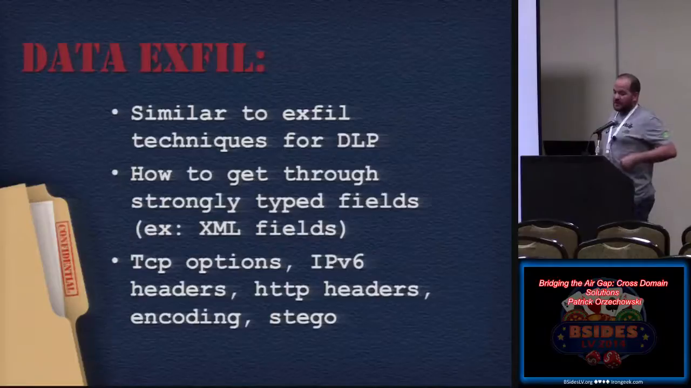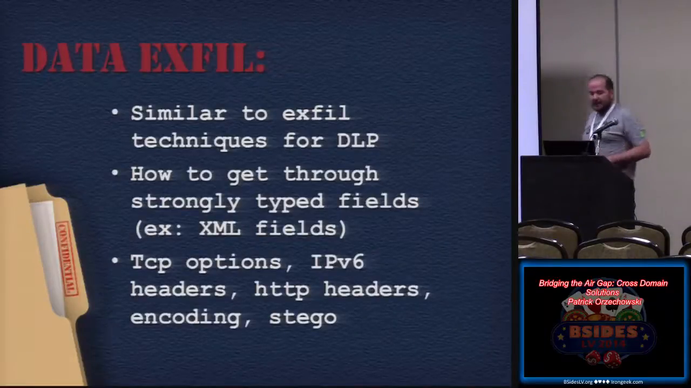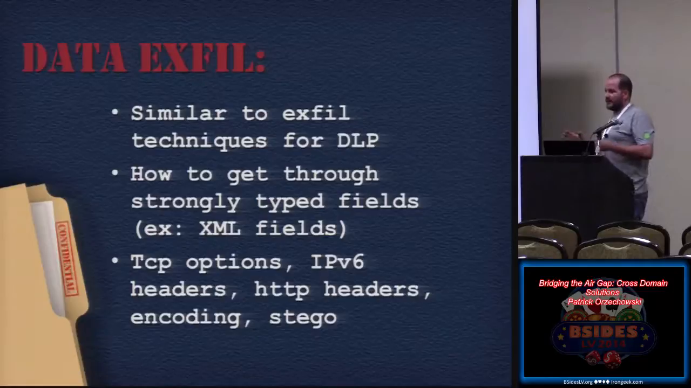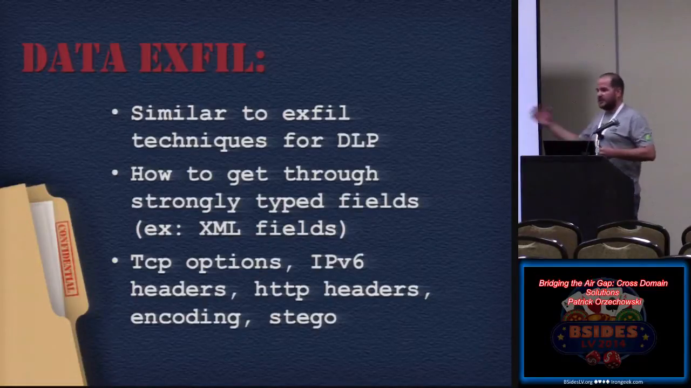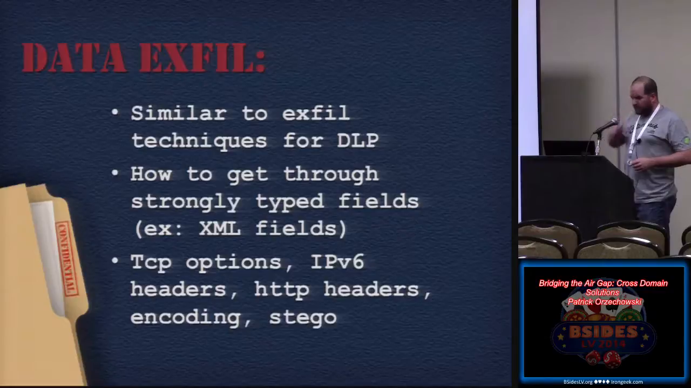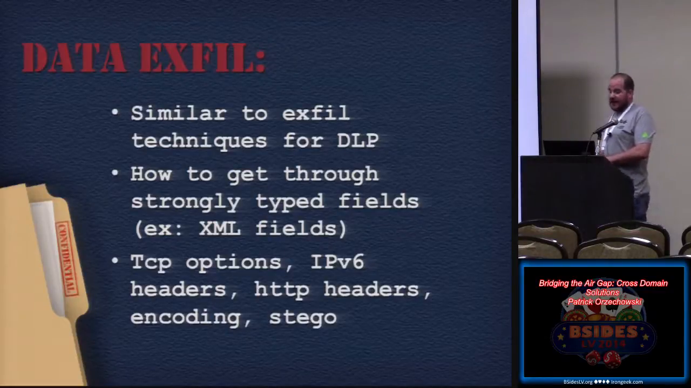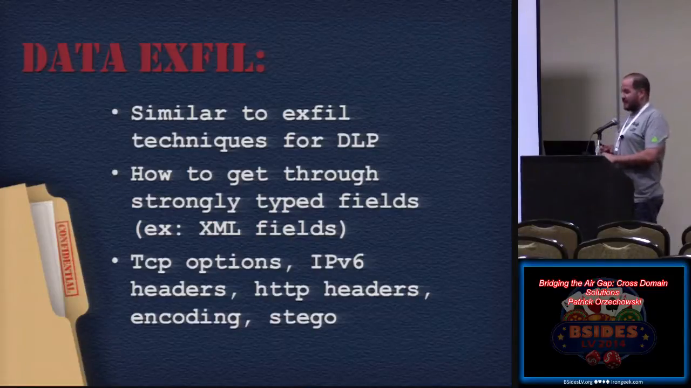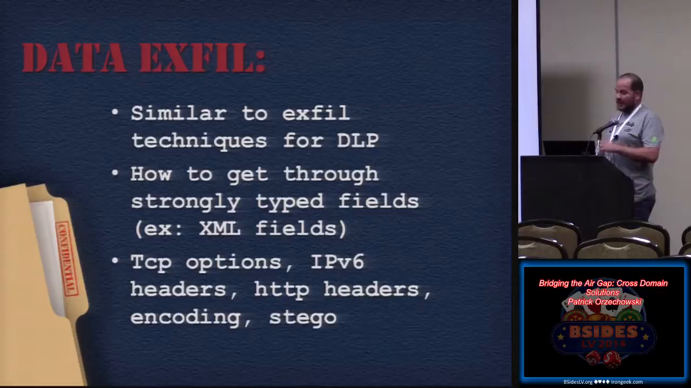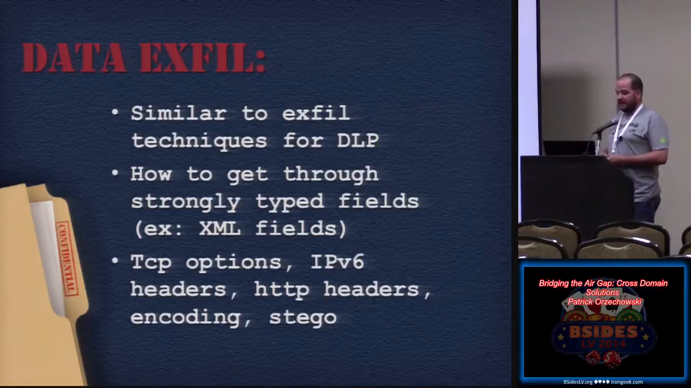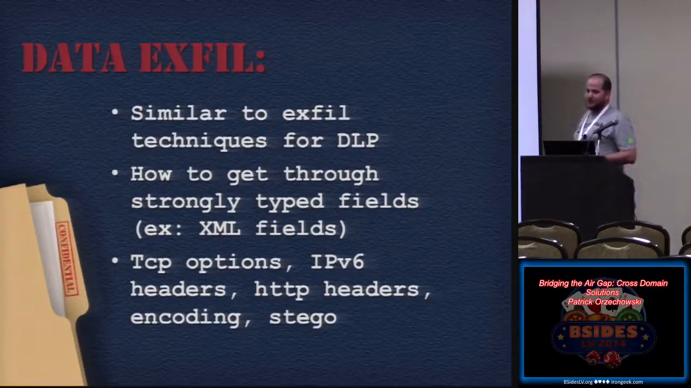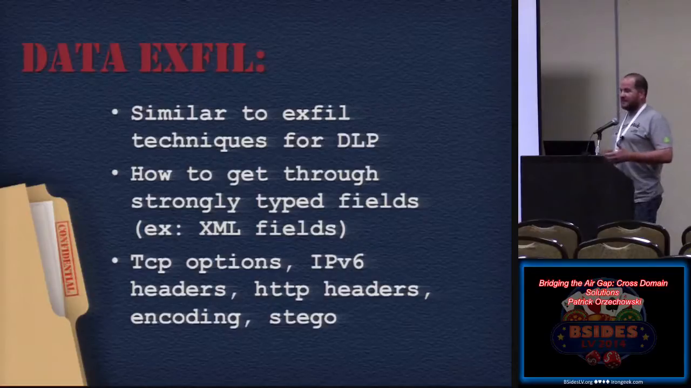Data exfiltration, similar exfil techniques for DLP. How do you get through those strongly typed XML fields? Can you encode the data, right? You might know that it takes a 10-digit number, but can you encode data within that to exfil classified data from top secret to secret? Some other things off the top of my head, TCP options, you can encode data there, IPv6 headers, HTTP headers, regular data encoding, base 64 encoding. If you're not looking for that, it'll pass through your CDS and potentially get out. Steganography, if you're passing imagery data, people can hide stuff in there, right?